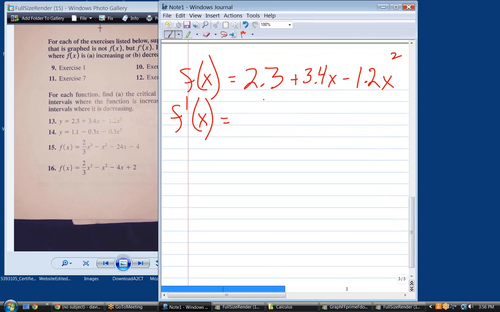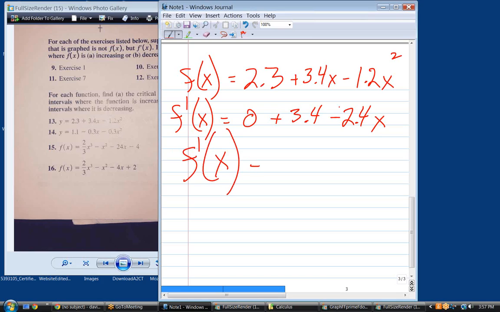So what's the derivative of the constant term? It's 0, isn't it? The derivative of the 3.4x term is 3.4. And the last term? That one is 2.4x, minus 2.4x. Okay. So now I have f prime of x equal, let's put it in proper ordering.